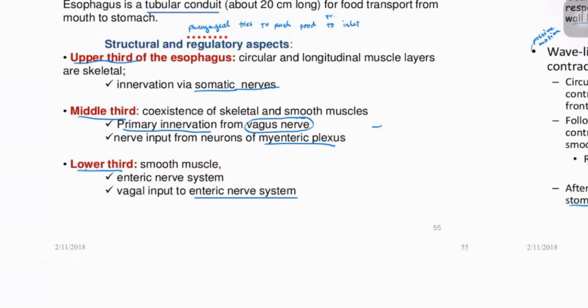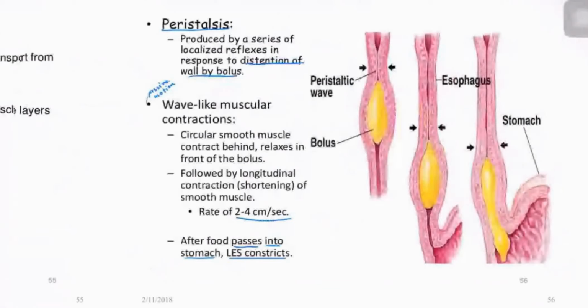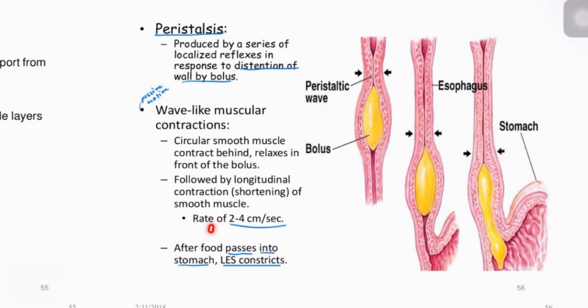Next. Peristalsis, produced by your series of localized reflexes, is a response to your distension of the wall by a bolus. So, wave-like muscular contraction, your smooth muscle contracted, like we said earlier, behind and relaxed in front, followed by a longitudinal contraction, shortening of your smooth muscle at a rate of 2 to 4 cm per second. After food passes into your stomach, your lower esophageal sphincter constricts.